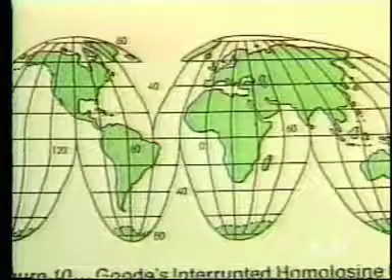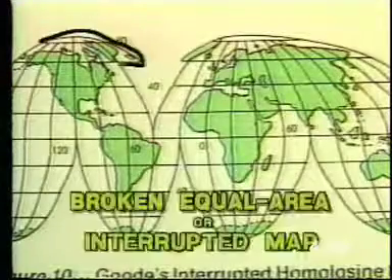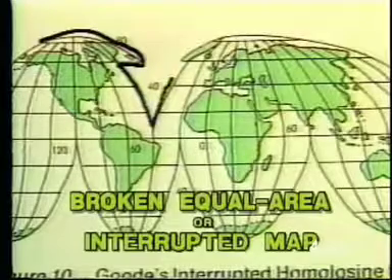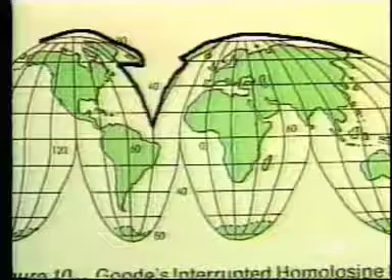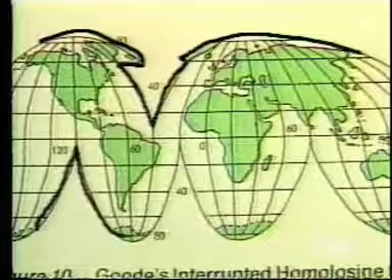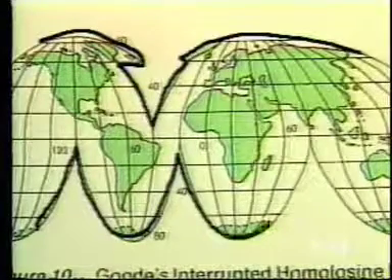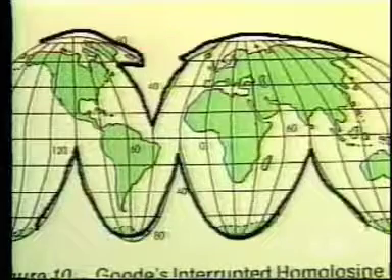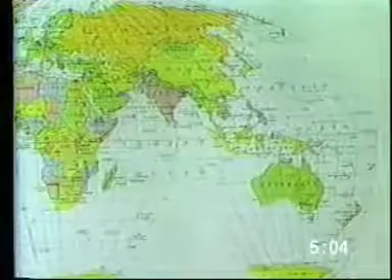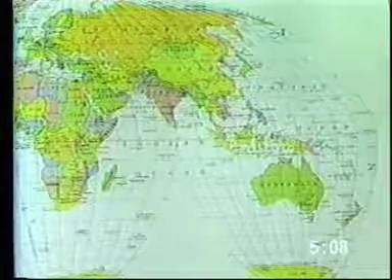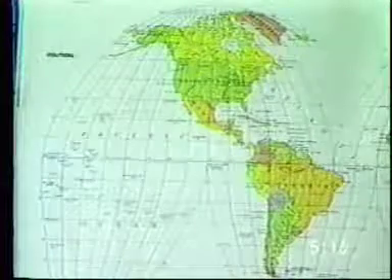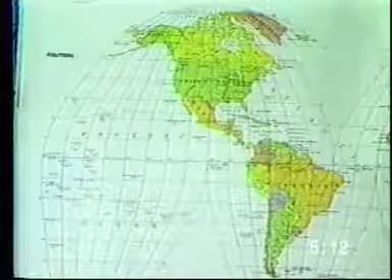Another common type of equal area projection is the broken equal area or interrupted map, such as the Goode's Interrupted Homolosine map, as shown here. The oceans are interrupted or broken, but the continental areas are correct and well-shaped. This type of map is valuable for showing the world distribution of climate, precipitation, vegetation, or other data.